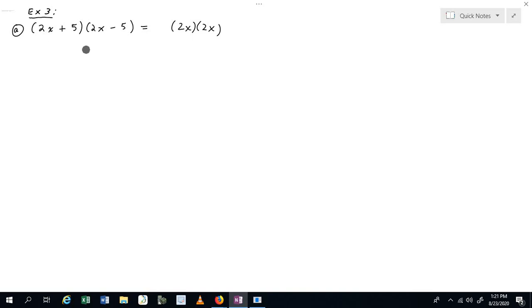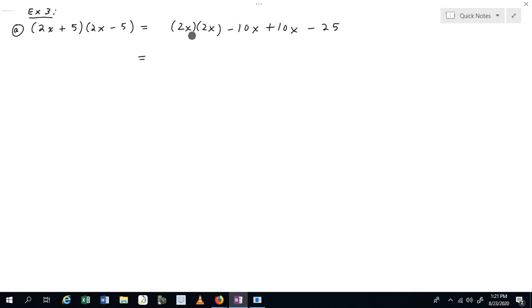The outer would be 2x times minus 5, which is minus 10x. The inner would be 5 times 2x, which would be positive 10x. And then the last would be 5 times negative 5, which is minus 25. And so notice the middle term does cancel.